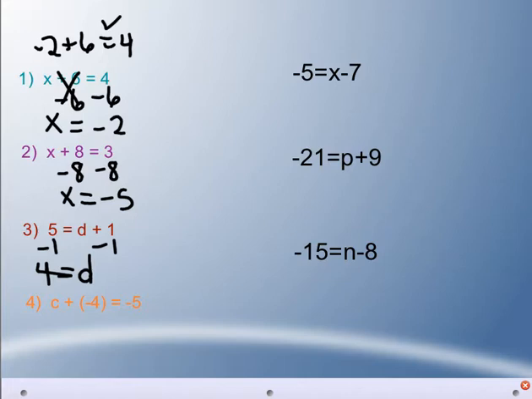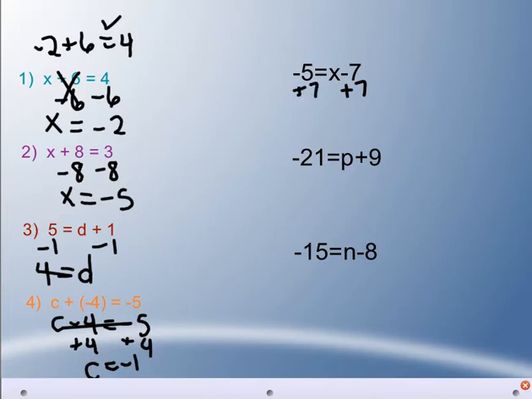When I get down to c plus -4 equals -5, I'm going to rewrite this because c plus -4 is the same as c minus 4 equals -5. If I'm subtracting a 4, I'm going to add 4 to undo that. So I get c is equal to -1. Going on to the other side, subtracting 7 from x, I'm going to add 7, and I get x is equal to 2.